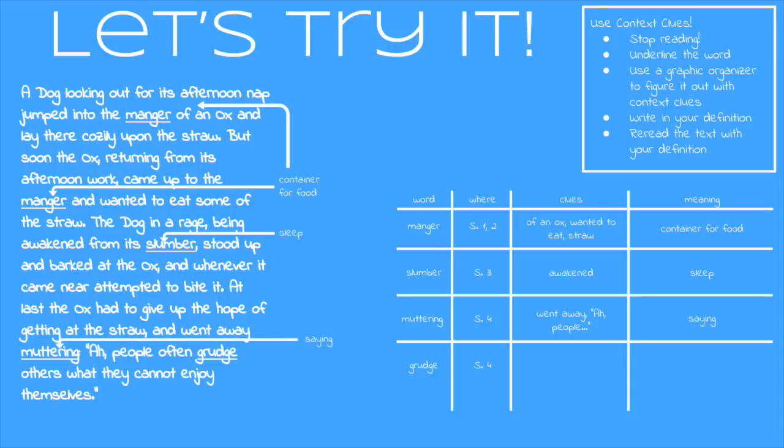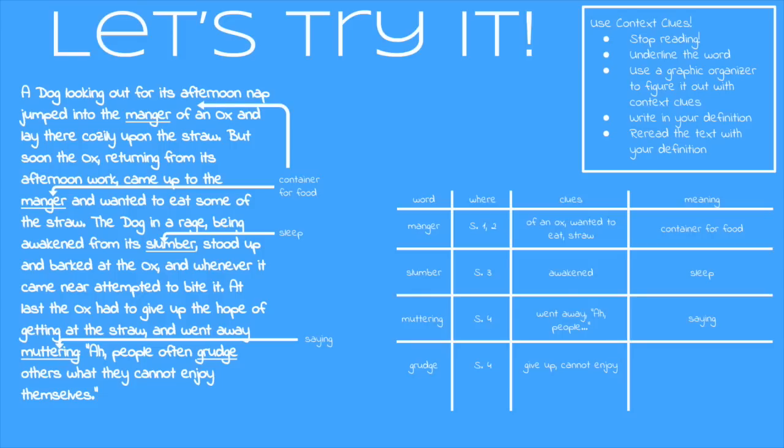Now I'm going to look at the last word. People often grudge others what they cannot enjoy themselves. I know that the ox had to give up the hope of getting at the straw. And then he went away muttering, and this is what he said. So I'm guessing that the ox is kind of upset because he had to give up. And then it also says that you grudge others what you cannot enjoy yourself. So cannot enjoy seems like an important clue too.